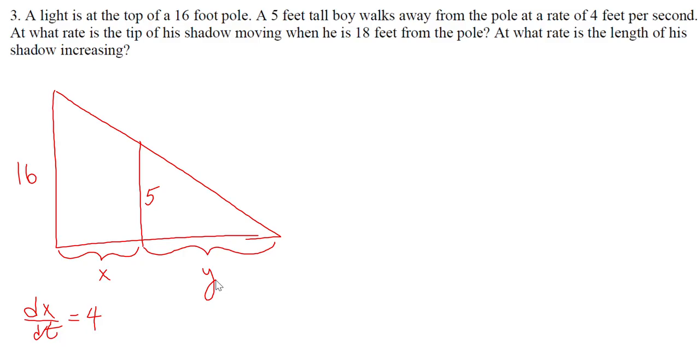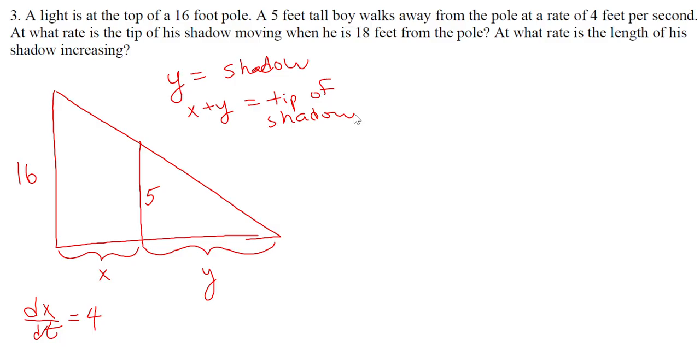So the length of his shadow is just y, right? But the tip of the shadow is x plus y. So we're going to write that y is the shadow, and x plus y is the tip of the shadow. So we need to figure out both of those rates of change, right?